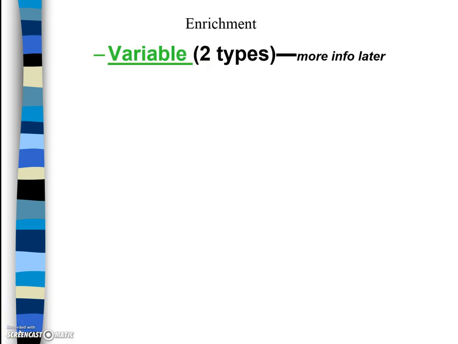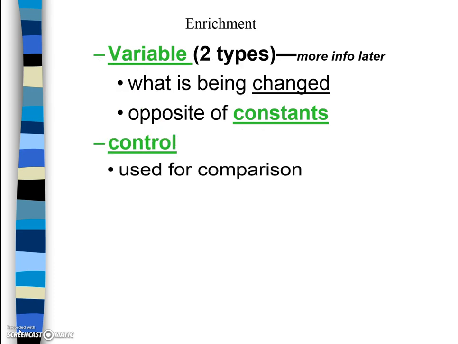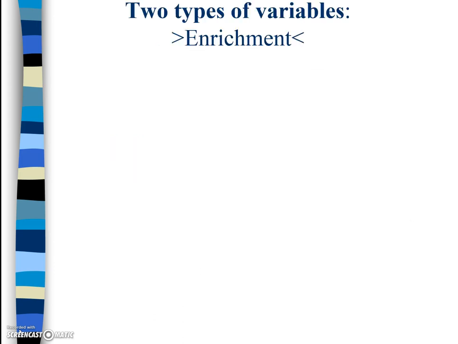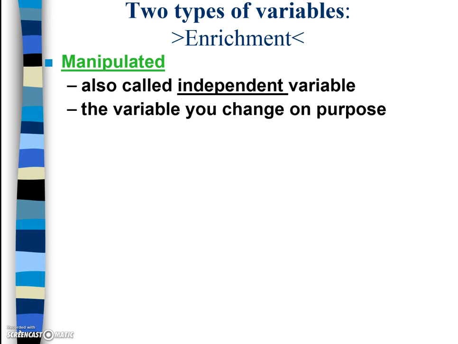Alright, so moving on with your procedures and everything like that you need to write down for your experiment, you also need to figure out what the variables are. There are two types of variables, and you've probably heard of this before. One of them is what is being changed, and the other is what is being constant. And sometimes you've heard of this as independent and dependent variables, or you can write down control variable and also the manipulated variable. So manipulated is also called the independent, if you've ever heard of that before. This is the variable that you change on purpose.